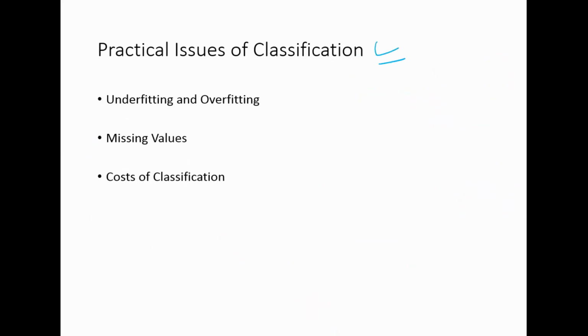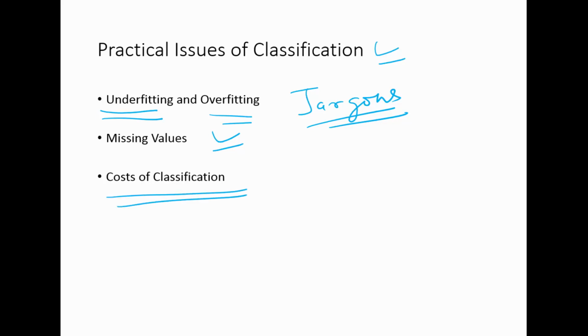Practical uses of classification. There are a few things that you need to take into consideration while building a decision tree. You should understand whether the decision tree model is underfitting or overfitting. These are technical jargons you need to understand. What is underfitting, overfitting? There are no difficult things. They are easy to understand. What if there are missing values in your training dataset? How does it affect your model? The cost of classification, how big the tree should be. Can you have as many nodes as you want, or should you have a simpler one? What is the cost of classification? You need to understand all this.